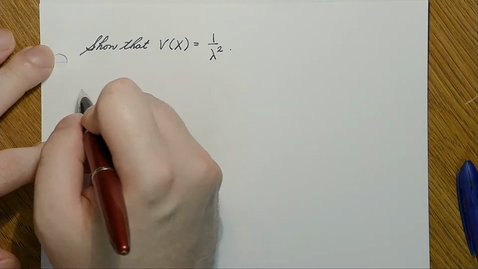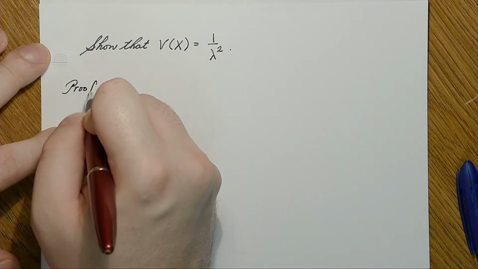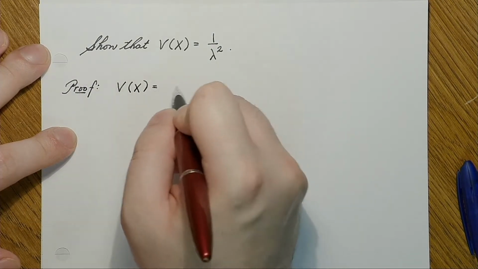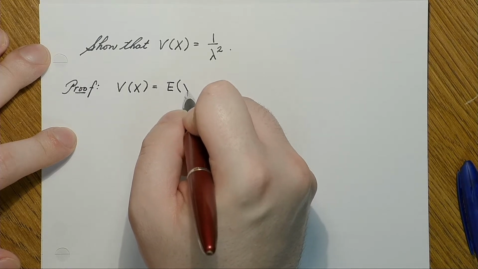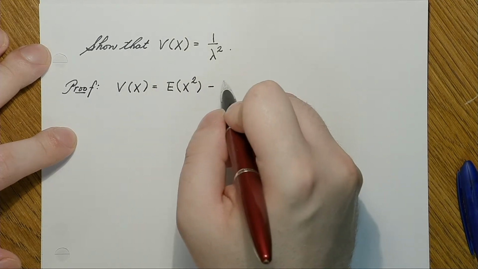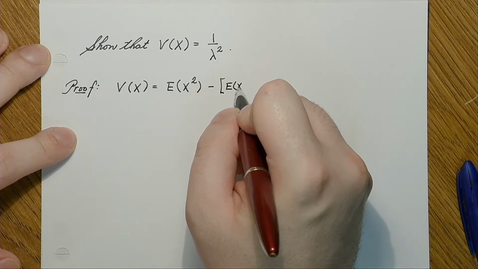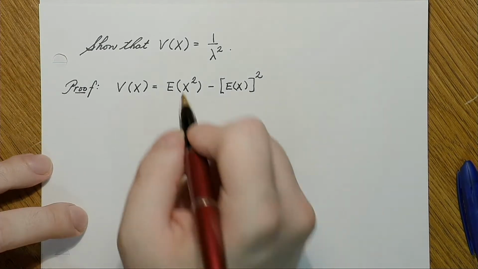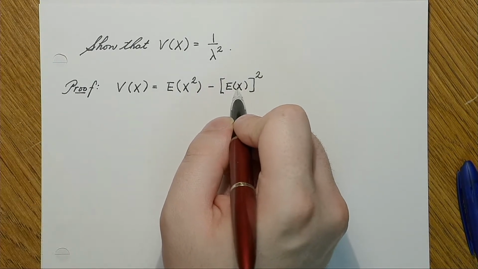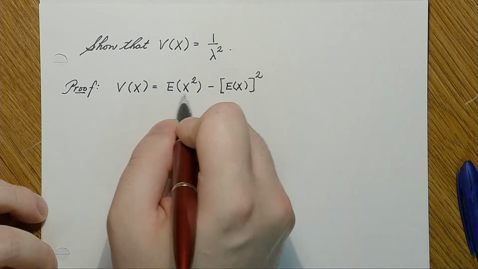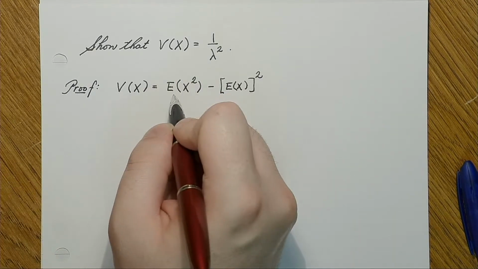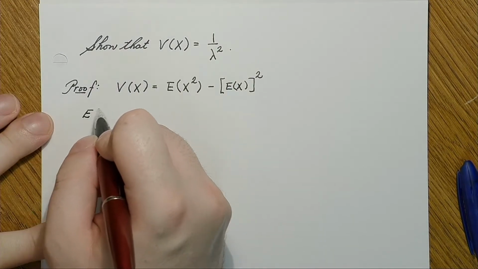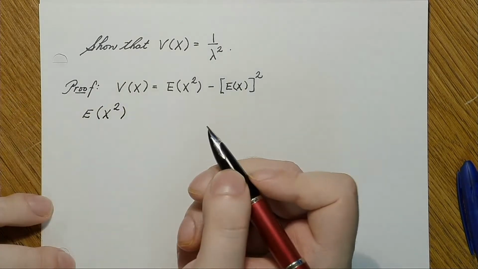And so that proof begins by using the variance formula. So we have the expectation of x squared minus the expected value squared. And we have this value already. We already calculated that. That's 1 over lambda. And what we need to do then is the expected value of x squared.